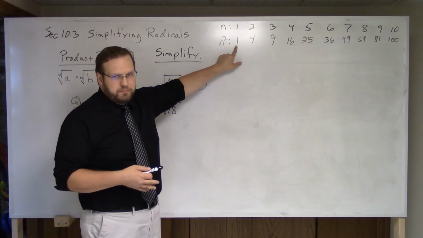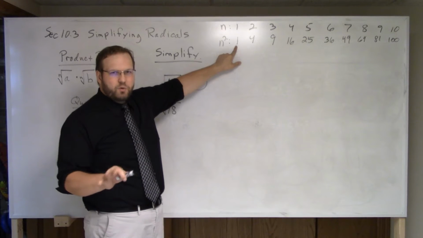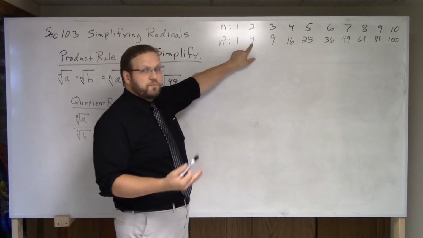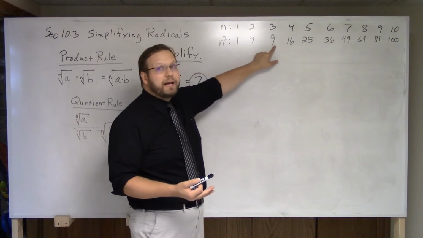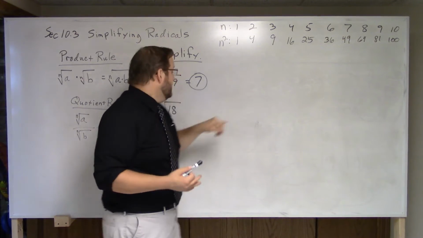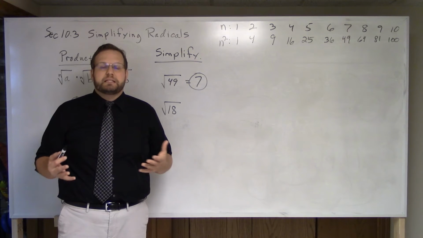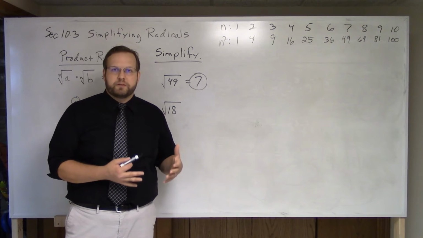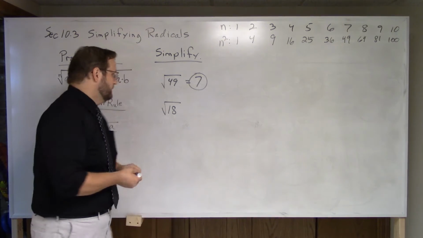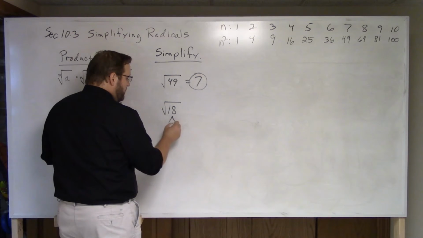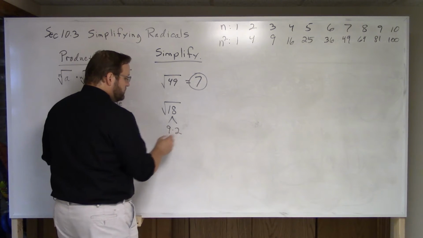1, that's always going to be divisible, but only use that if that's the only option you got. 4, does 4 go into 18? No. How about 9? Yes. Okay. 18 is also divisible by, let's say, 6. But 6 isn't going to help us because it's not a perfect square. So let's go with the 9. So 18 can be thought of as 9 times 2.